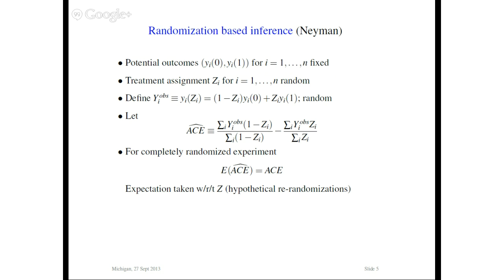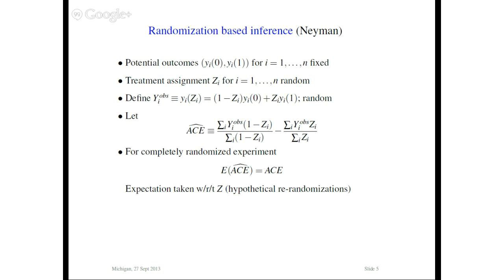So I'm using a big Z just to make sure you recognize that's random. Whereas the potential outcomes, I'm just thinking of those as fixed features of the finite population. They're constants, so they're little y's. Once we assign people treatment, that reveals their observed outcome. So there are different ways that you can express that. So this is just one of the two potential outcomes. The other one goes missing.